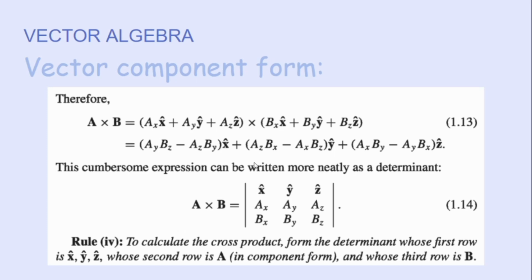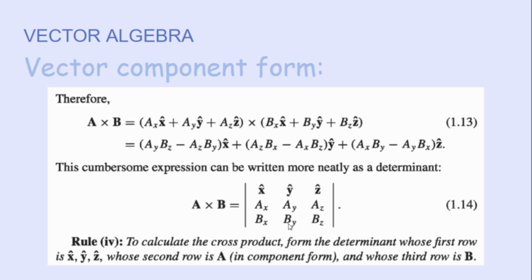Now A cross B is taken in this form, as I have explained before in the cross product section. This is the rule number 4. If we take the cross product in this form, it will be very difficult, so we will take it in determinant form. As you can see, firstly you will ignore this column and this row, and you will take the product of ay and bz, and then a negative sign, and then you will multiply az and by.